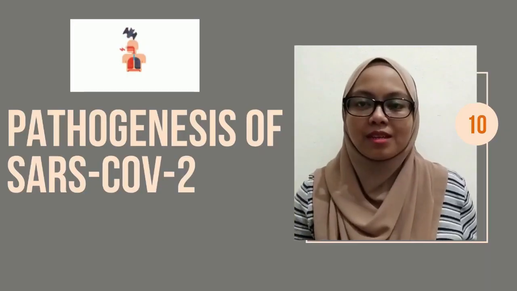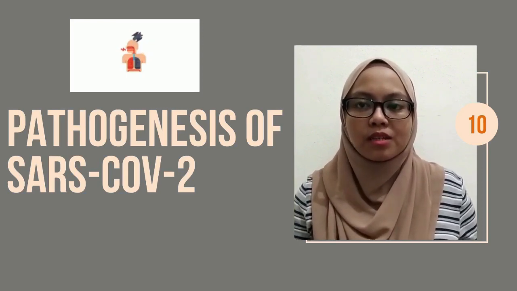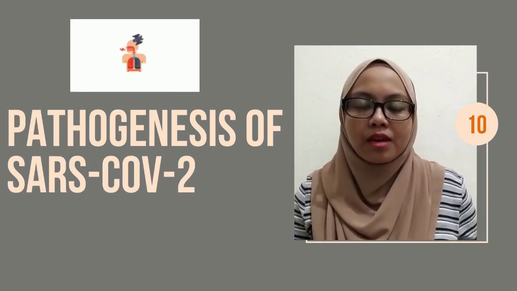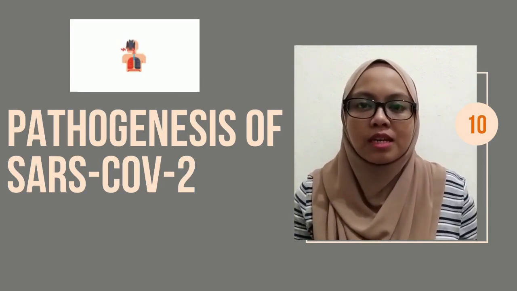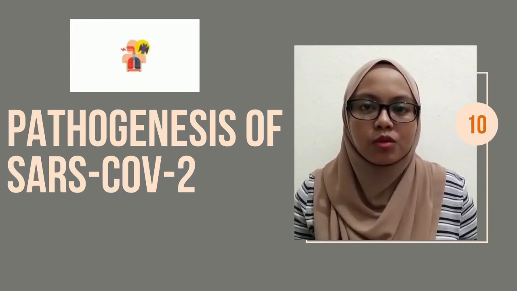The first thing you need to know is the pathogenesis of the deadly coronavirus. Scientists believe that COVID-19 originally infected bats, then the virus got transmitted to pangolins and finally jumped to humans. The virus that caused COVID-19 is severe acute respiratory syndrome coronavirus 2, also known as SARS-CoV-2.